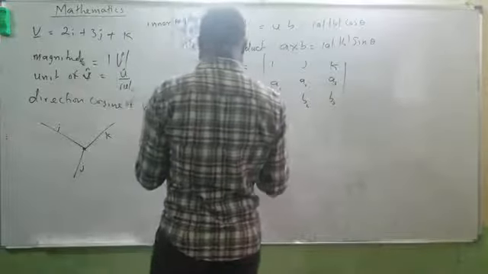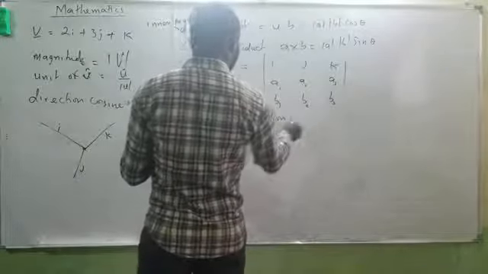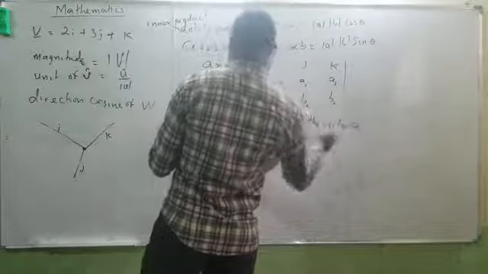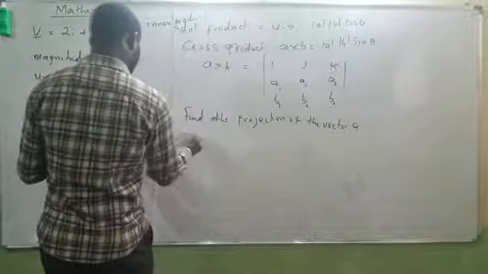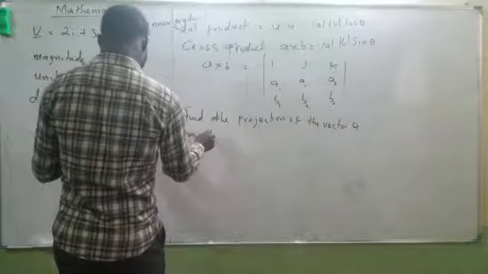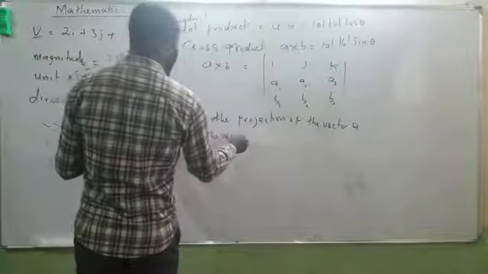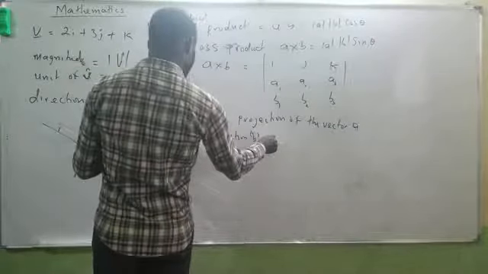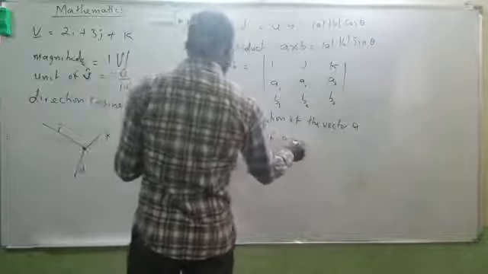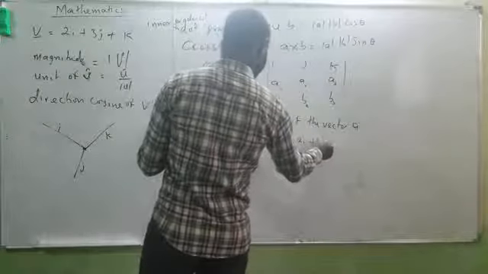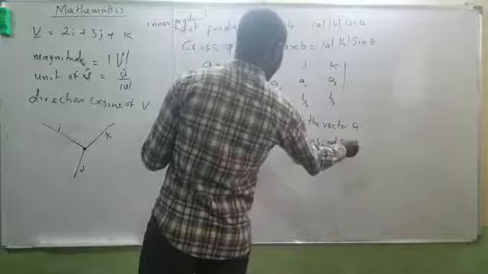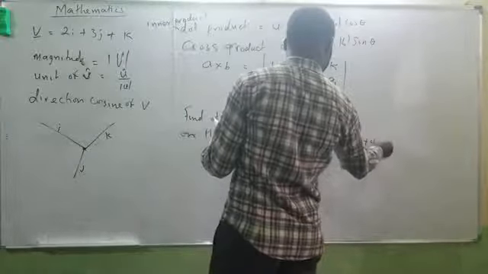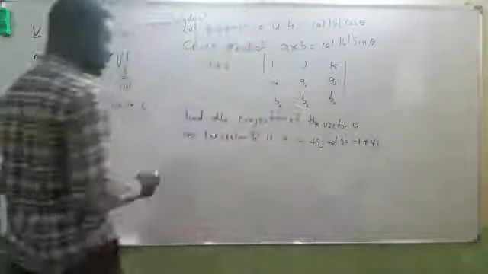Find the projection of the vector A on the vector B, if A equals 2i plus 3j and B equals minus i plus 4j. Now, when we talk about projection, take note of this.